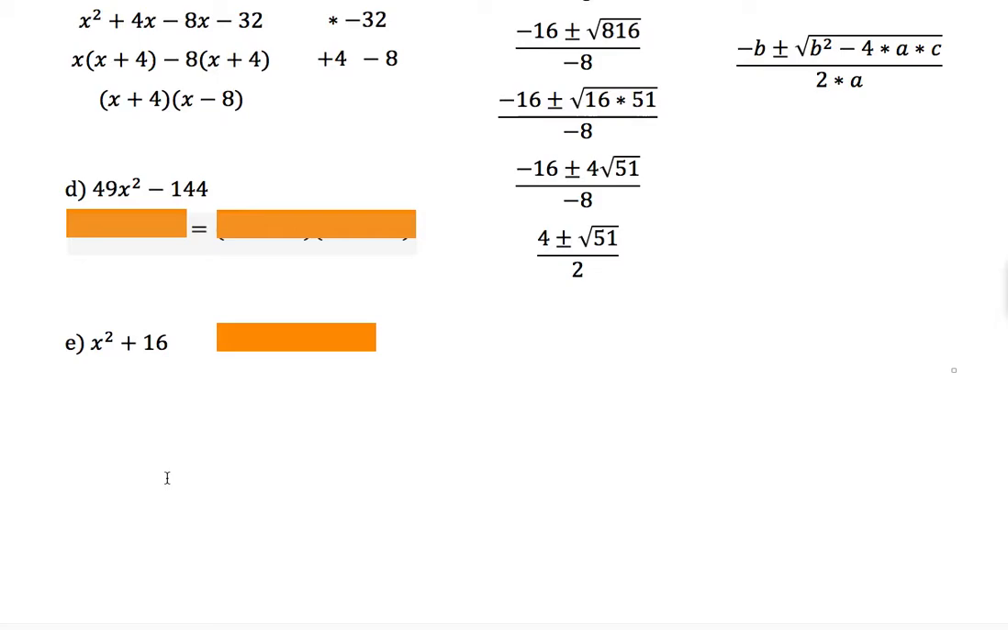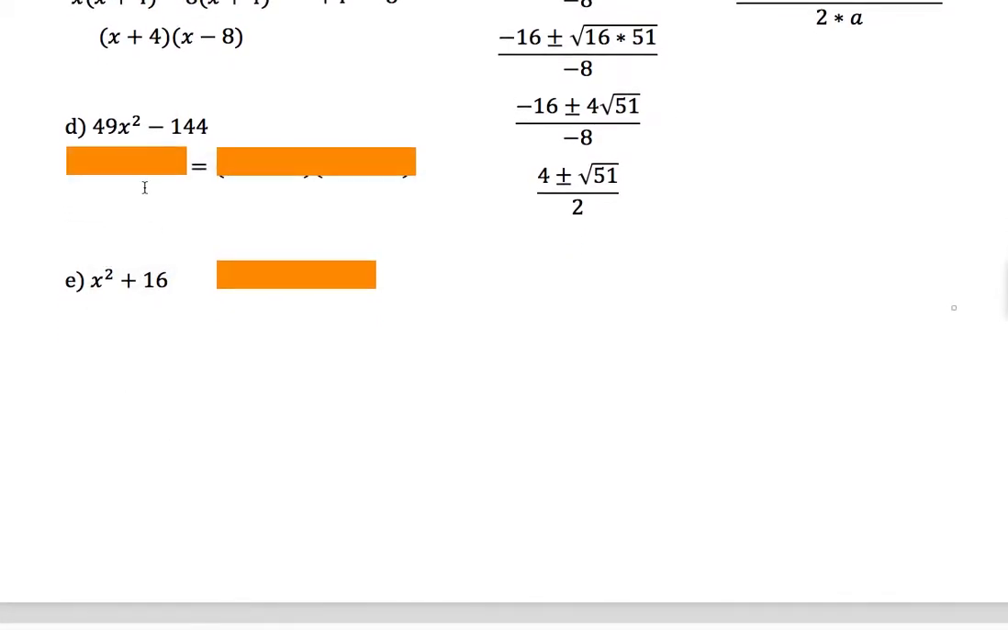Next one, and these are the last two problems. So I have 49x squared minus 144. Hopefully you guys are saying, hey, the 49 is a perfect square, so is the 144. So I can rewrite that as 7 squared times x squared minus 12 squared, because 12 squared is 144 and 7 squared is 49. And this is a difference of squares, so you set it up like this, 7x minus 12 times 7x plus 12. Those are my factors.